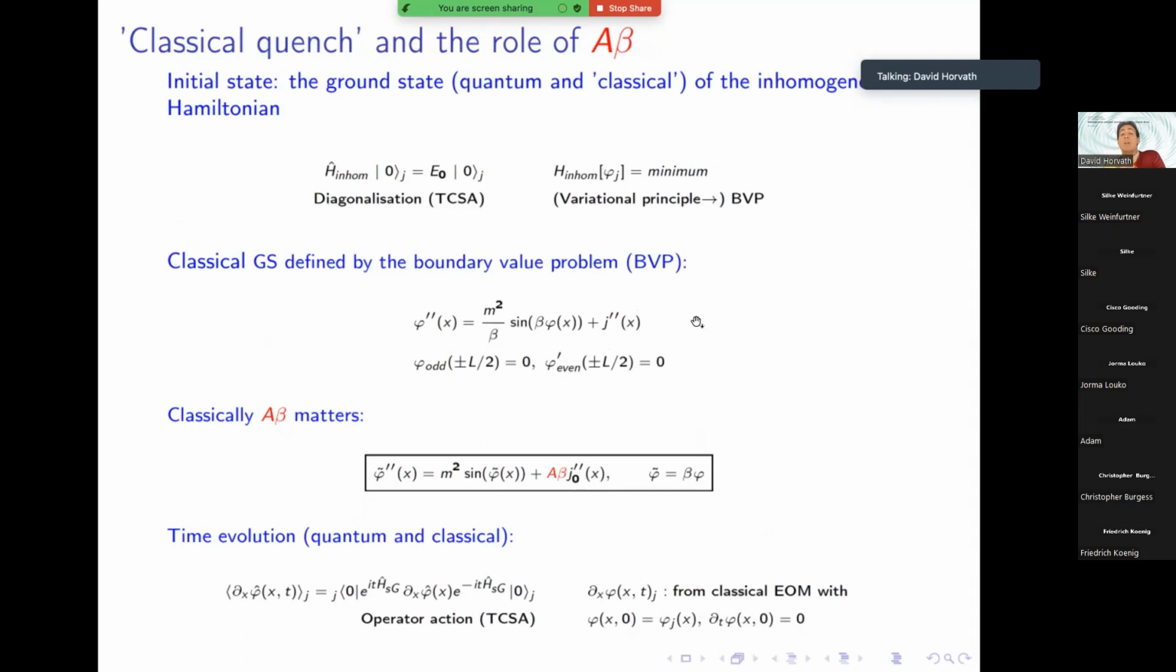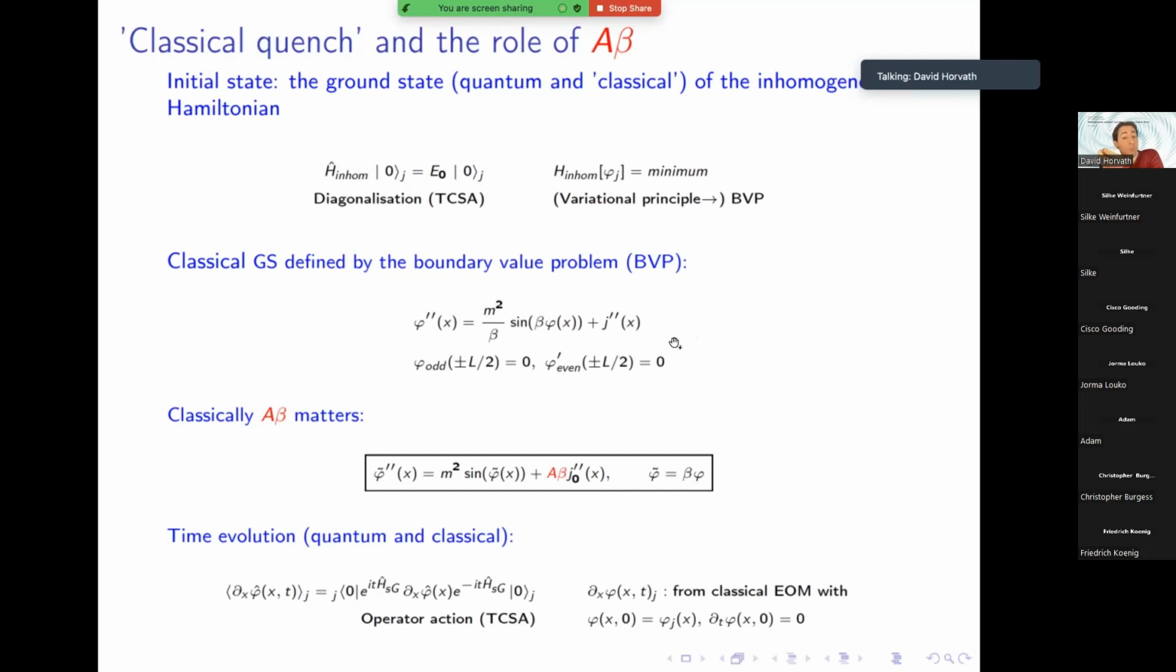So first of all, I will call the lowest... Yeah, first of all, you can regard this problem also classically. You can write down the classical Hamiltonian. You can define the same inhomogeneous term, and it makes sense to talk about the lowest energy configuration, which I will merely call, in a bit sloppy way, a classical ground state.